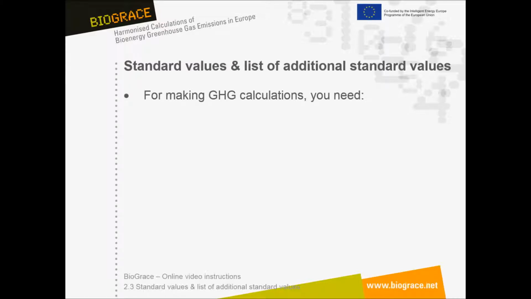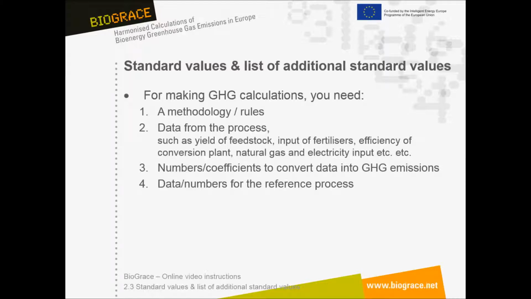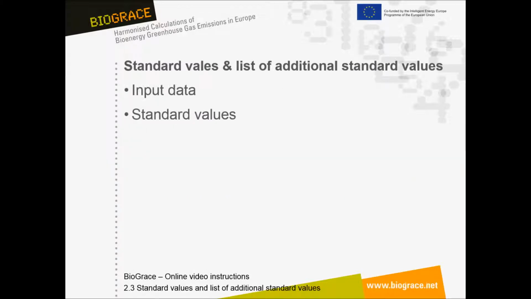For making greenhouse gas calculations, you need a methodology, data from the process, numbers or coefficients to convert these data into greenhouse gas emissions, and data or numbers for the reference process. This video instruction 2.3 is on numbers and coefficients to convert data into greenhouse gas emissions. First, I will explain the difference between input data and standard values.